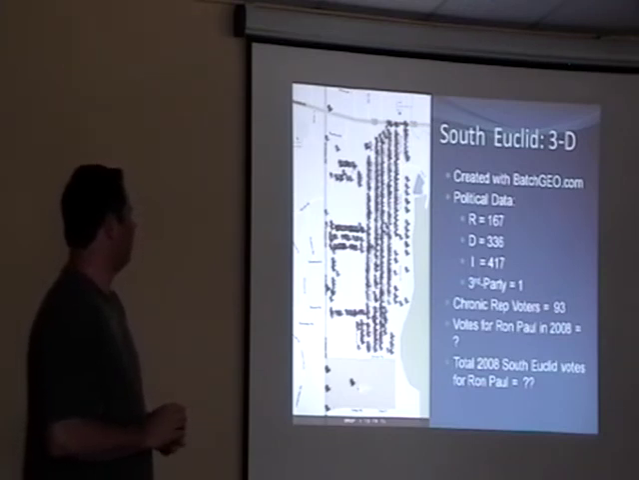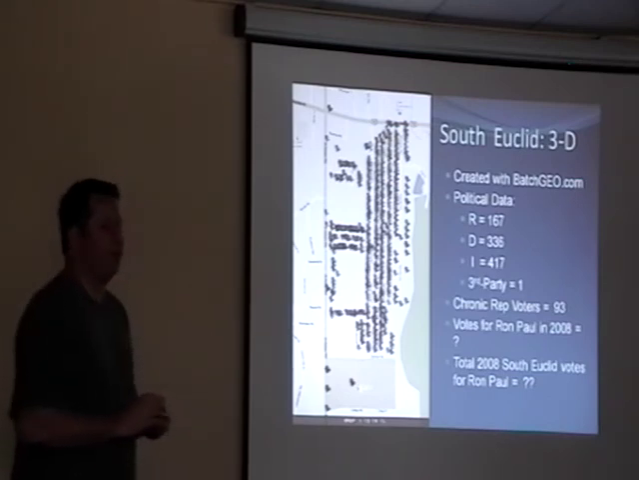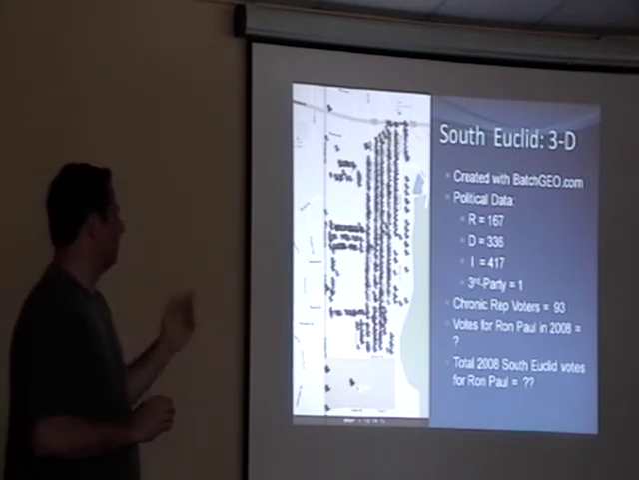So that you can see how it trends. But for my precinct, there's 167 Democrats, 336 Republicans, a lot of independents, 417, and we have 1 Libertarian in the precinct.